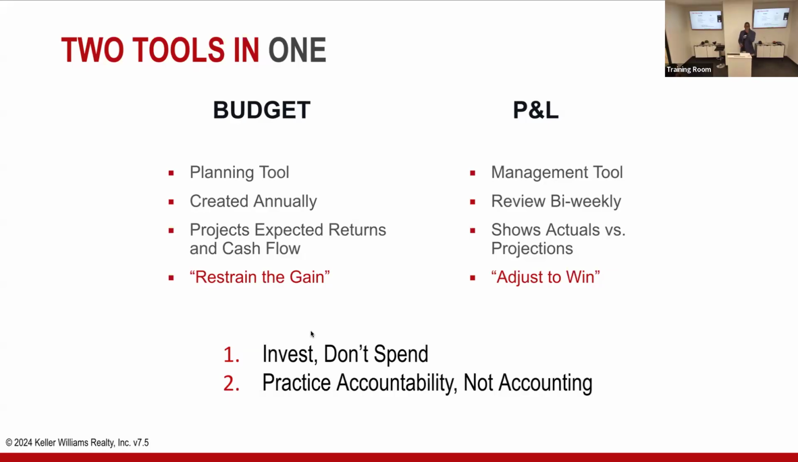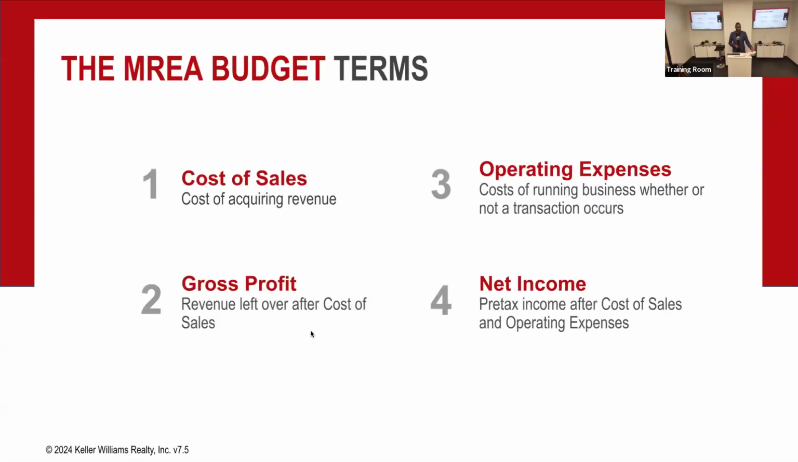Doesn't have to be complicated. Practice accountability, not accounting. That's a big one. We're not accountants, so hire an accountant. So we talked about cost of sale, right? So cost of acquiring revenue. A few people were asking what's the difference. Operating expense, cost of running the business, whether a transaction happens or not. Gross profit, revenue left over after cost of sale. Net income, pre-tax income. After cost of sale and operating expense. Then you have to factor in taxes and HST.